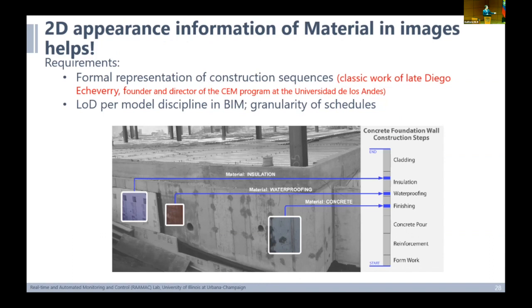You need to be able to see if the reinforcement bar is in place, placement of the concrete itself, finishing surfaces. If it was a facing wall, then you would have had waterproofing, membrane, insulation, and maybe cladding. And of course, in this case, you have backfilling. There are two problems that are unsolved from an academic perspective. One, we do not have formal representation of construction sequences.